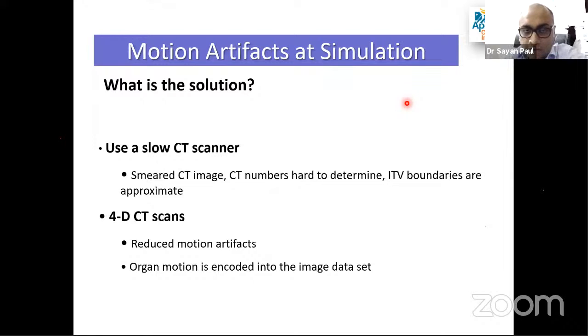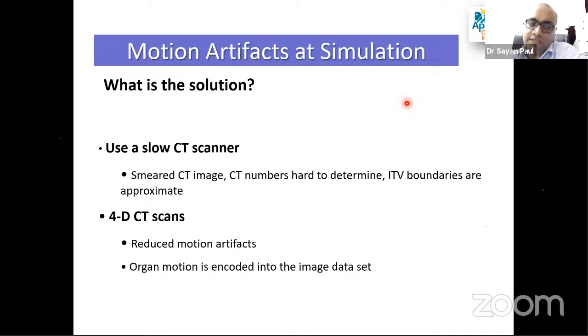And at the simulation also, there are motion artifacts, as we have already told. So you can use a slow CT scanner, where you take the image acquisition very slowly. But the problem is that you get a blurred image, and the ITV boundaries you get are approximate. It is not exactly what reflects the movement of the tumor, the motion of the target.